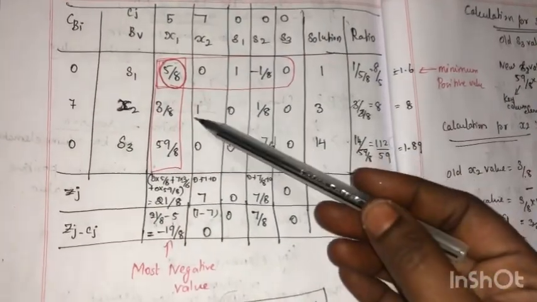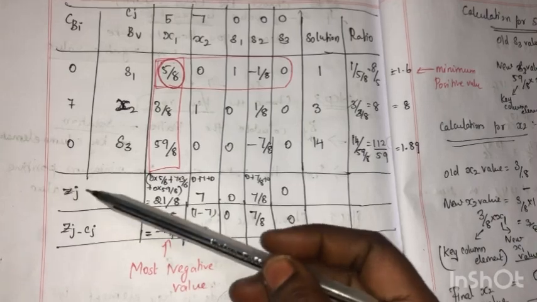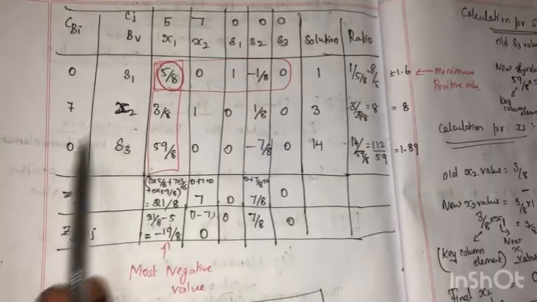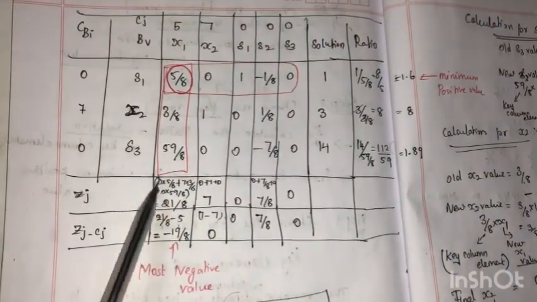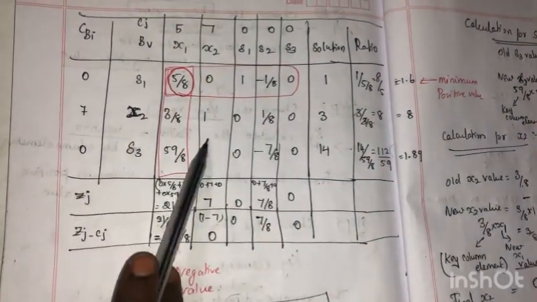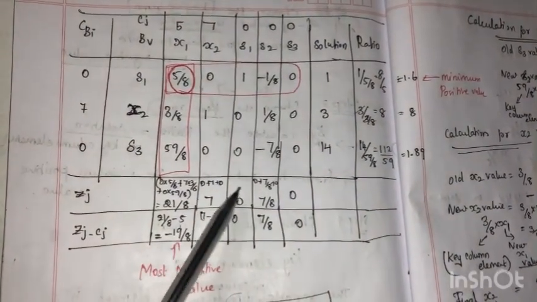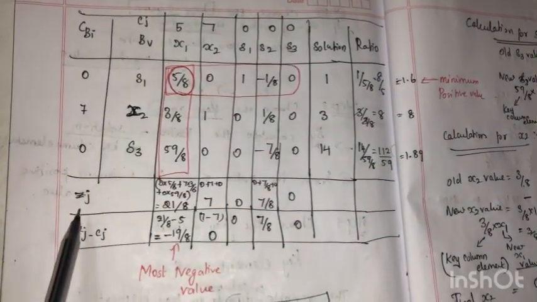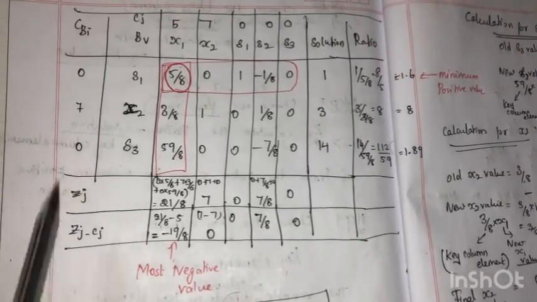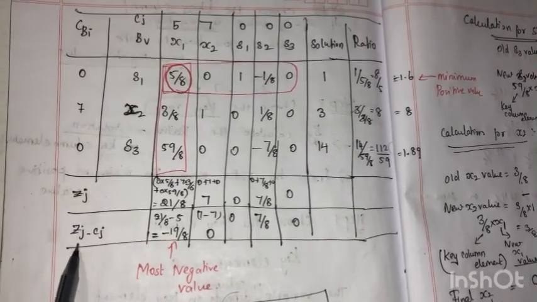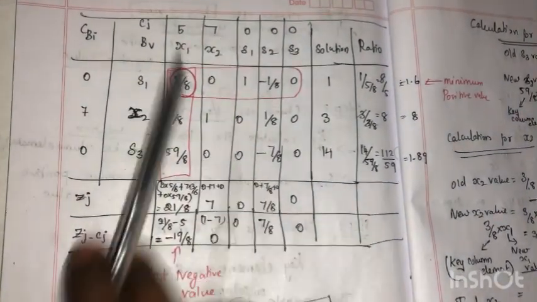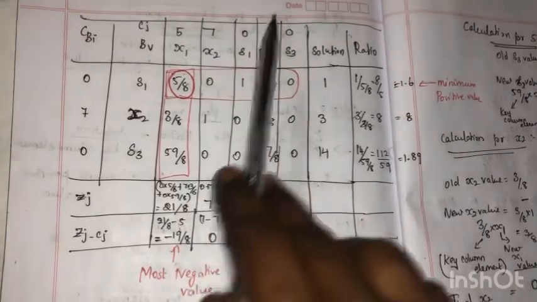From this you are going to find out zj. You already know zj now: 0 into 5 by 8 plus 7 into 3 by 8 plus 0 into 59 by 8. By summation we get 21 by 8. For the next, 0 into 0, 7 into 1, 0 into 0, so you get 7. Likewise you get the zj values 21 by 8, 7, 0, 7 by 8, 0. Then zj minus cj: 21 by 8 minus 5, 7 minus 7, 0 minus 0, 7 by 8 minus 0.